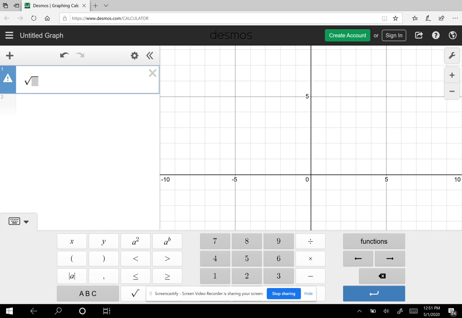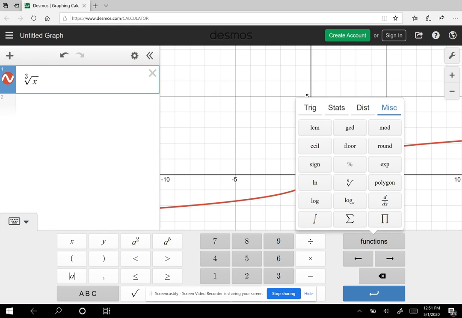So I'm going to tell it it's the 3rd root. And under my radical, I'm just going to graph the cube root of x. Okay, so you can see that is what my graph looks like. Square root is next to ABC. So if you want to do the square root, you don't have to open any other menus to get to that. But again, to get to the cube root, you go to functions, miscellaneous, and then click on the one that says the nth root.